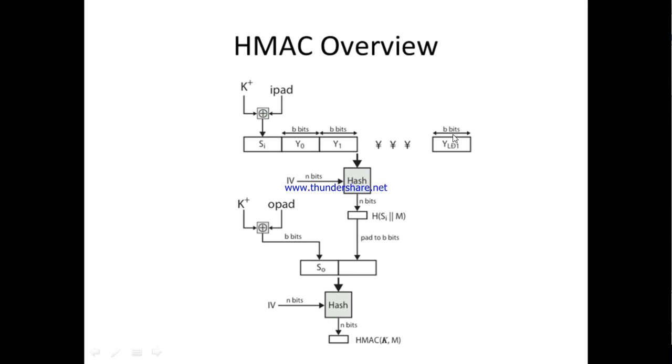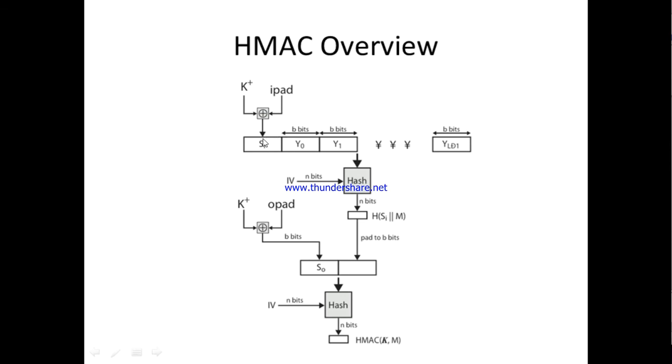The input message will be divided into a number of blocks of this block size, and the input pad will also be of B bits. To make the key a B-bit value, we add some zeros. The key padded with zeros is called K plus. K plus and the input pad of B bits are XORed, and B bits are generated, which is taken as one block.